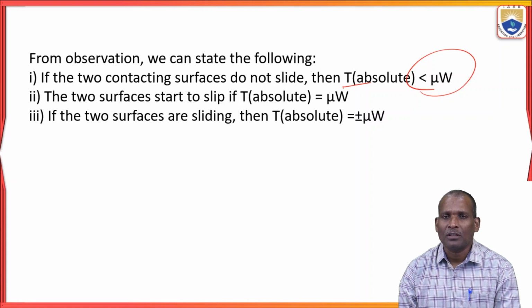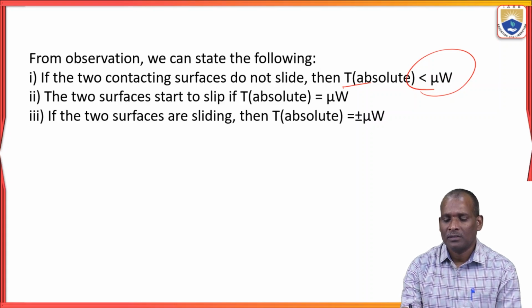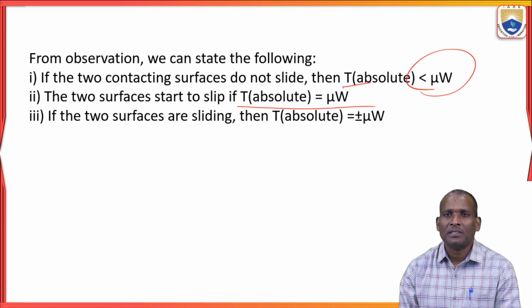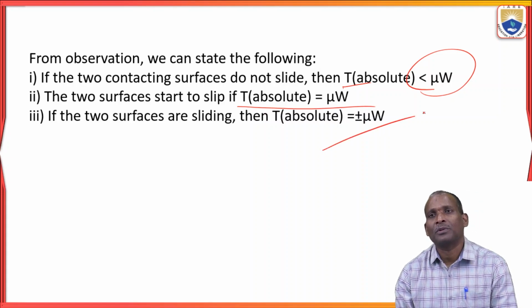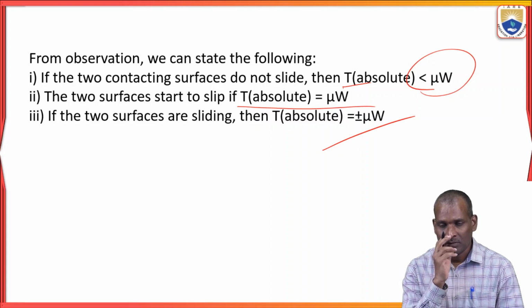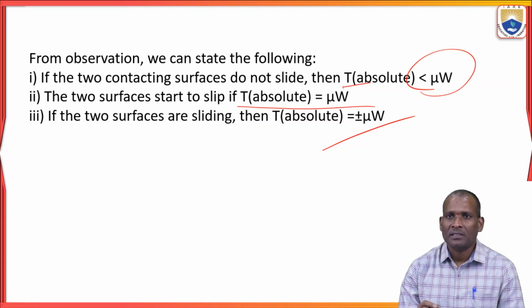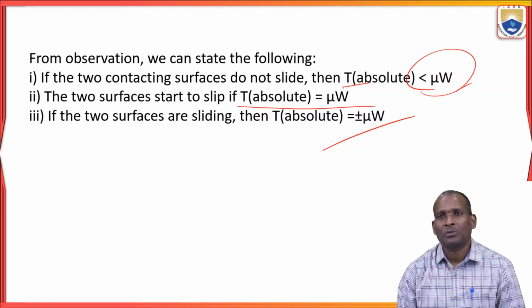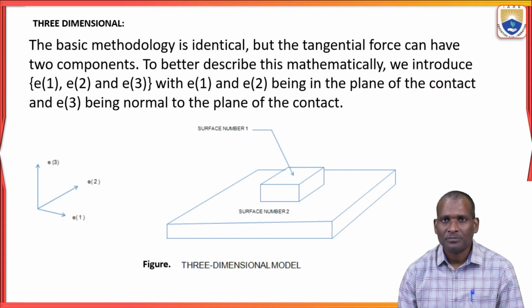If the two surfaces start to slip, then F is equal to mu W. When two surfaces are sliding, then T is plus or minus mu W. It may be positive, it may be negative. So whenever it is in a static condition, the frictional resistance force is less than mu W. When it is kinetic, it is equal to mu W. When it is rolling or sliding, it is plus or minus mu W.